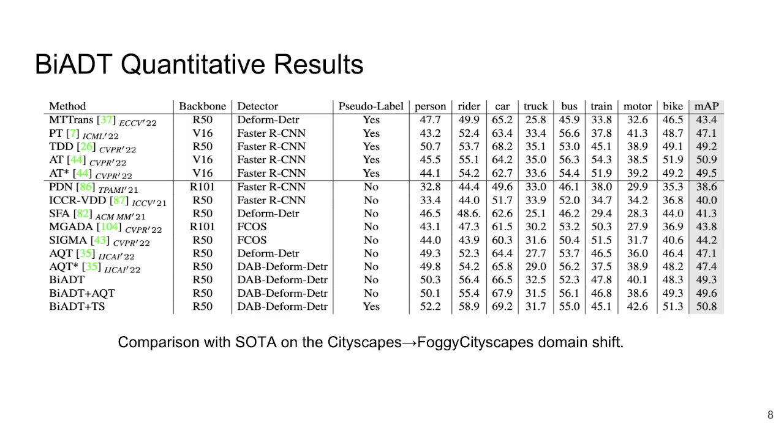Here is a comparison of BIDT with the state-of-the-art methods on the Cityscapes to Foggy Cityscapes domain shift. As we can see, BIDT outperforms other methods with a clear margin. In addition, BIDT is also compatible with the equity alignments and the self-training paradigm.